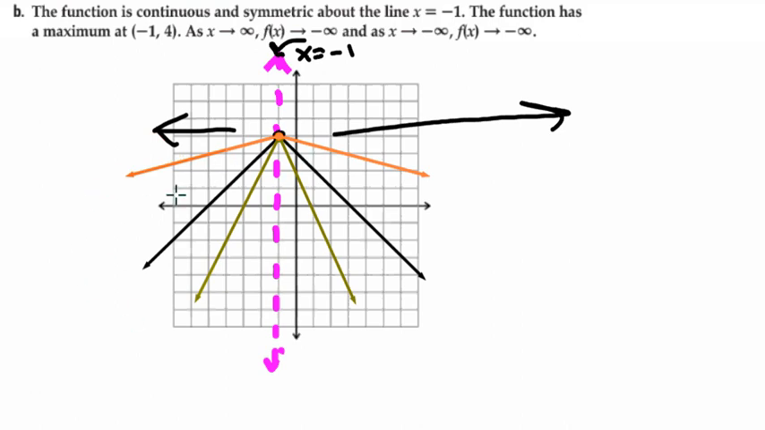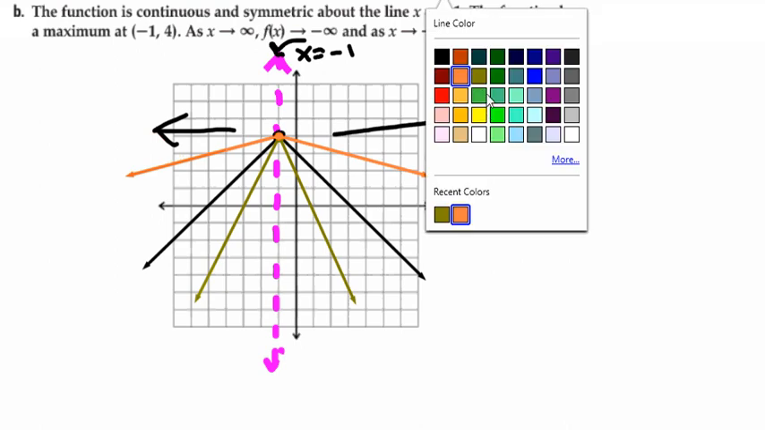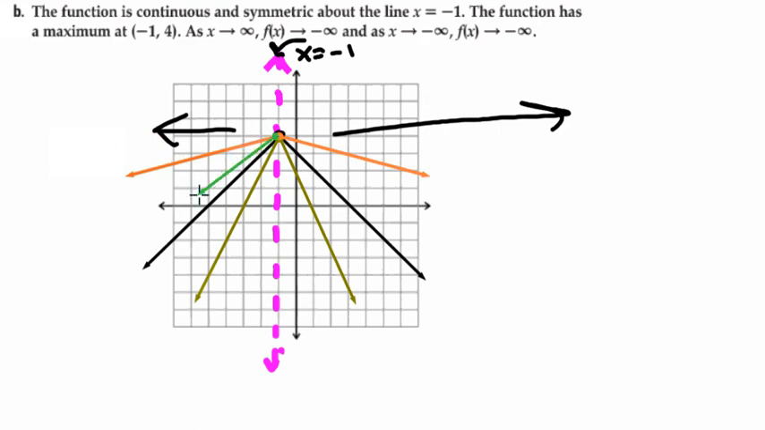So all of these would work because they're symmetrical and they have the maximum at negative 1, 4, right? Now, another thing that would work is if you have a parabola. And if you have a parabola, you could have something that goes like this, right?